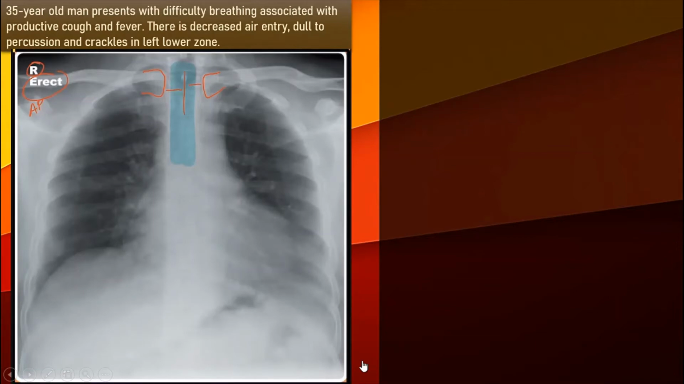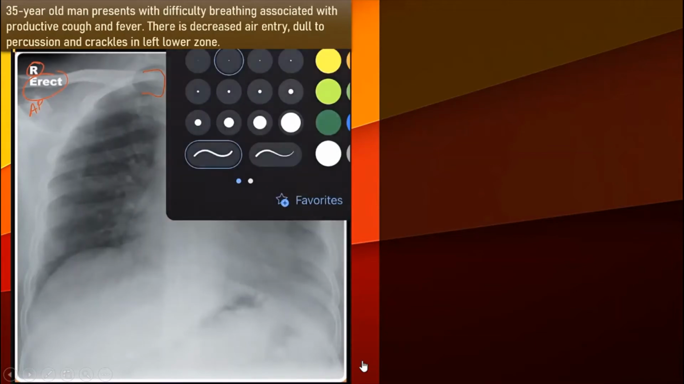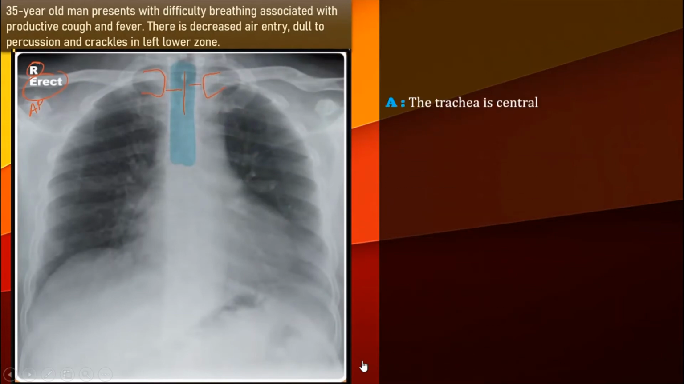Next is B, breathing. So breathing, let's look at the lungs. The right side of the lung is pretty clear. The lung markings are there. But can you see on the left side, especially at the left lower lobe, you can see some kind of opacification. So this is what we call heterogeneous opacification. That means it's a structure with various components like solid, liquid, gas. It's all mixed up. And other than that, the rest of the lungs are clear.